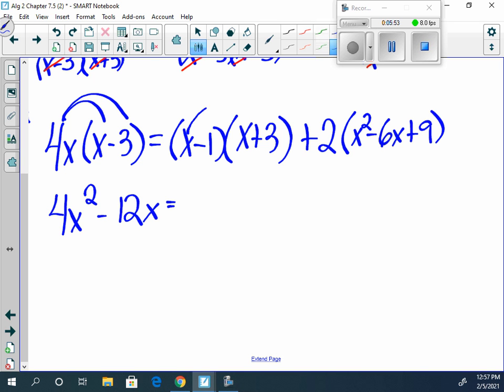Now our next set we're going to distribute, we're going to multiply through, so we'll have x times x, which would give us x squared. x times 3 would be plus 3x. Then we'll have to do the same thing with the negative 1. Negative 1 times x will give us negative x. And negative 1 times 3 will give us negative 3.